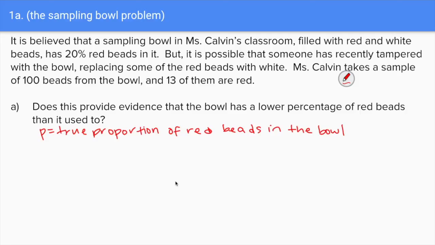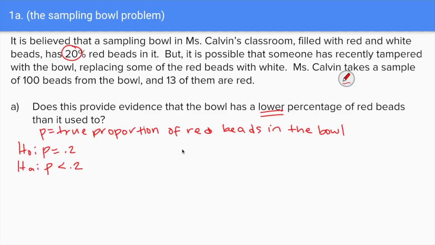Now I'm going to go ahead and do my hypothesis statements. My null hypothesis is that P equals 0.2. So 20% was what I believed to be true at the beginning of the problem. My alternate hypothesis is that P is less than 0.2, since I'm trying to show that there's a lower percentage of red beads than there used to be.